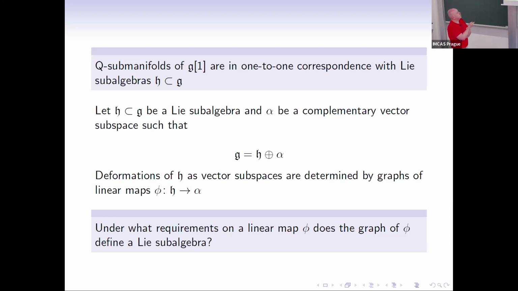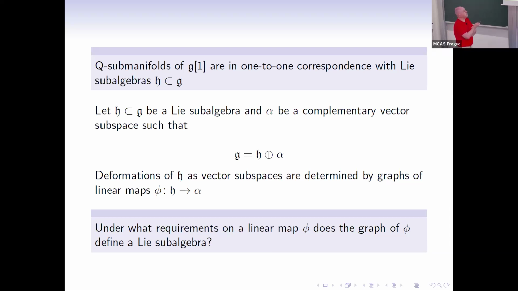So let me decompose G into the sum of H, which is a subalgebra, plus some complementary subspace A, which is not necessarily a subalgebra. And then you'll see what happens if A satisfies certain properties. But in general, it's just any vector space complement. And then small deformations of H will be given by graphs of linear maps from H to A.